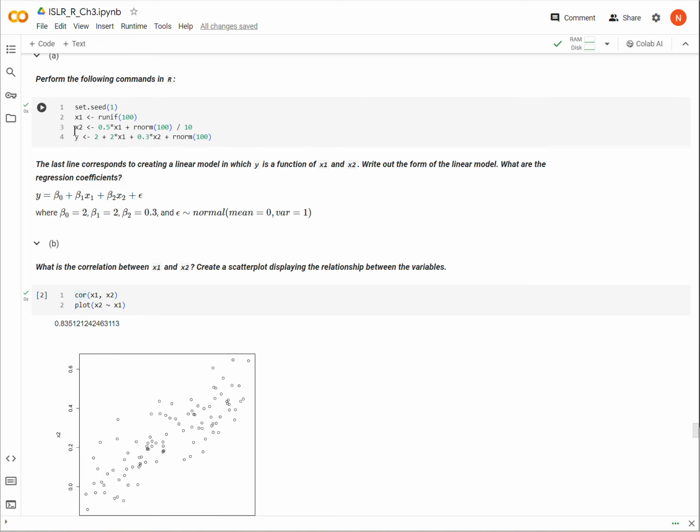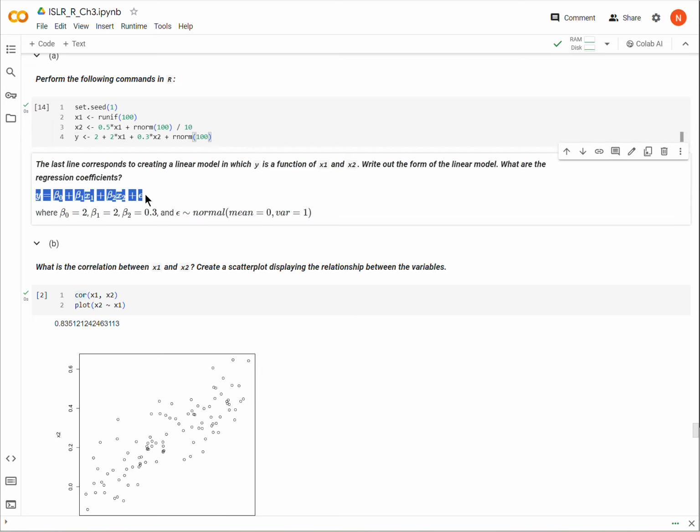Okay, and notice that x2 here is a function of x1, and so what that's going to do is make x1 and x2 pretty collinear. They're going to be highly correlated, and we'll discover that. Run that. And the first question wants us to write out the linear model that is here in our code, and then to point out what the regression coefficients are.